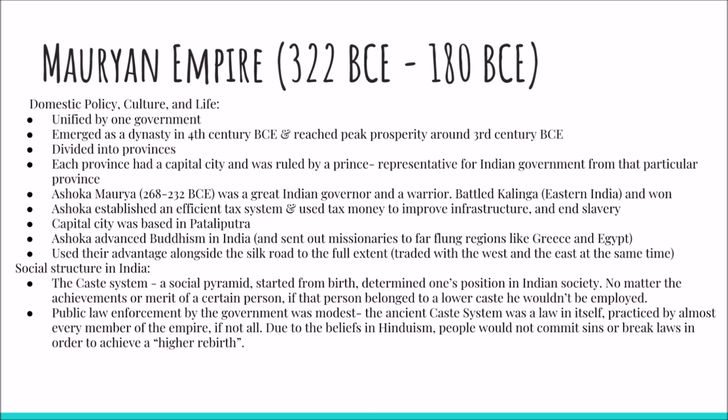The social structure in India was the caste system, a social pyramid which started from one's birth and determined one's position in Indian society. No matter the achievements or merit of a certain person, if that person belonged to a certain caste, there would be discrimination facing that person, even up to today.